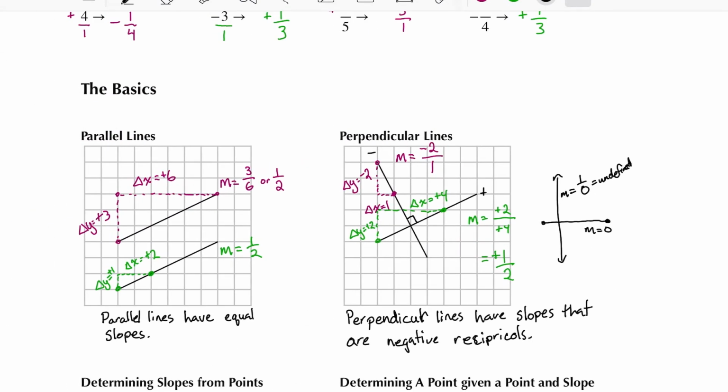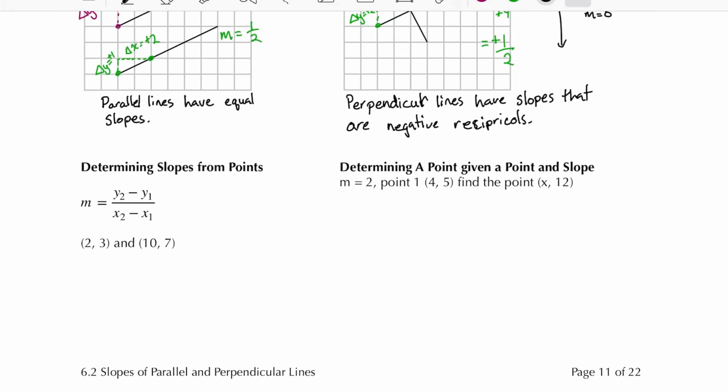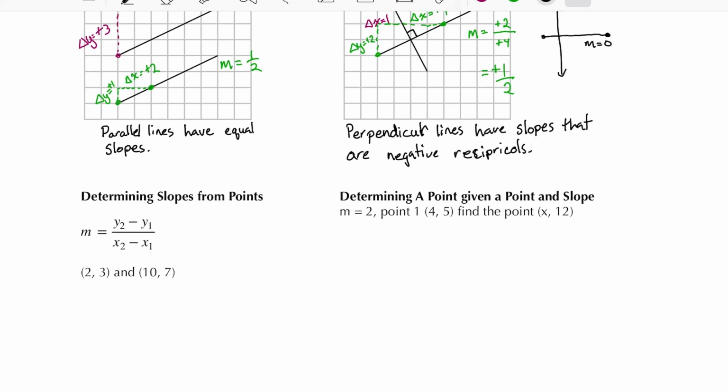Okay, so know those two rules. Parallel lines have equal slopes. Perpendicular lines have negative reciprocal slopes. Okay, now you should be able to determine slopes from points.